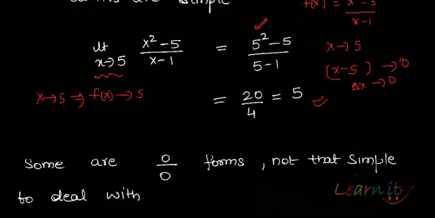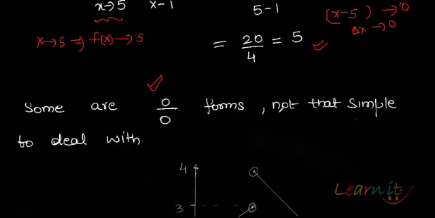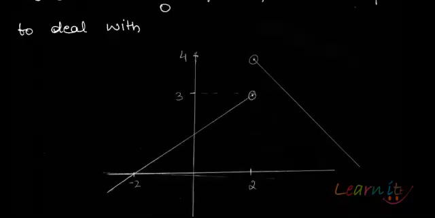But certain limits are definitely not easy. The 0 by 0 form, anything where you have the denominator as 0, will be very difficult to find. Those limits are difficult to find. Limits like, for instance, let me just give you a graph. A graph like this. I have a graph which cuts the x-axis at minus 2 and moves ahead like that. At 2 it breaks.